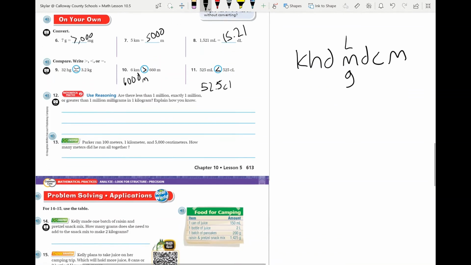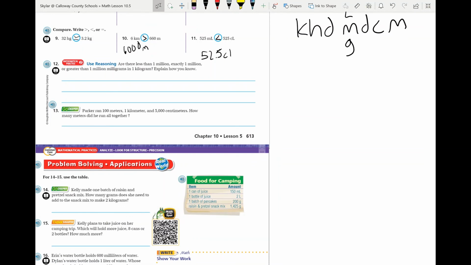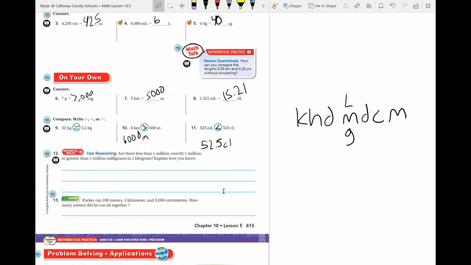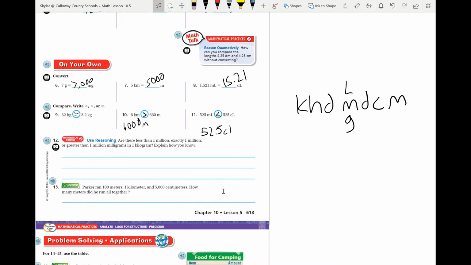So let's check out number 12 and 13 together. Alright, so let's handle number 12 and 13. So 12 says, are there less than a million, exactly a million, or greater than a million milligrams in 1 kilogram? So let's check it out and see.